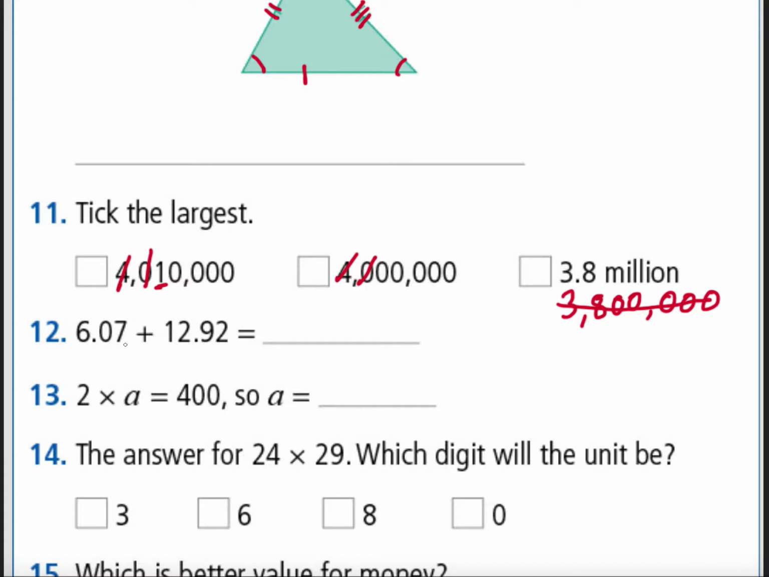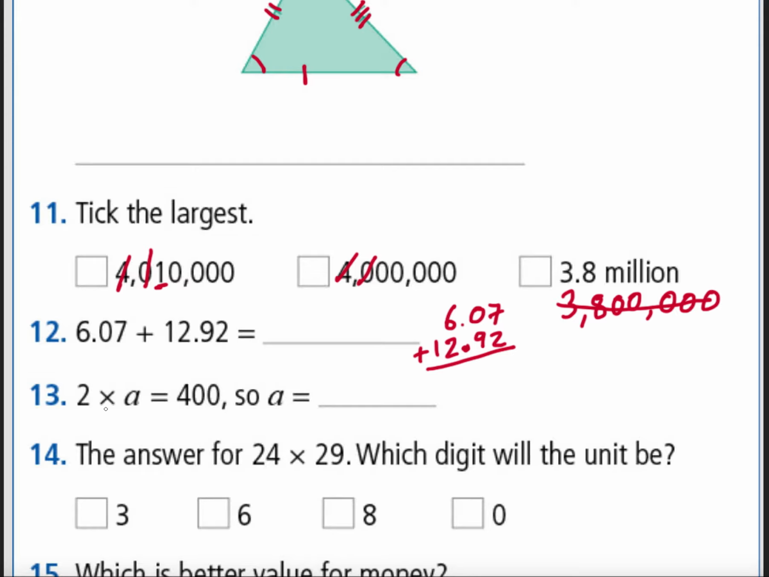Number 12, adding up 6.07 and 12.92. Again, you have to just keep the units, the decimal point, the hundreds, the tens, keep them all underneath each other. So 6.07, and we're adding on 12.92. Now I'm going to put in my decimal first. After decimal I have a 9 and a 2. In front of it I've got a 12, and I'm adding those two together.